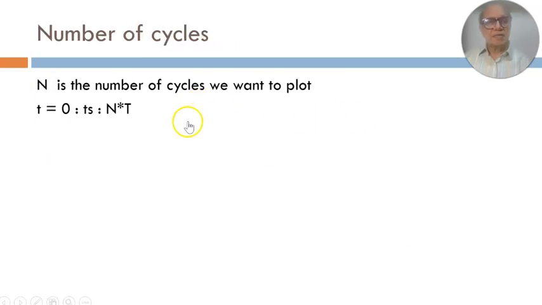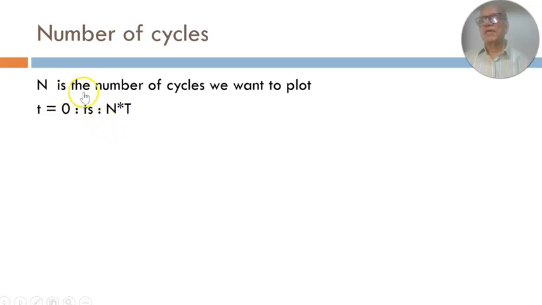Now another aspect before looking at the program is how many cycles we want to plot. So we may want to plot only, say, 1 cycle, 2 cycles, 3 cycles and so on. Of course, the space on your screen is limited. So if you draw a very large number of cycles, you may not be able to see the sine wave at all. It will look like a solid curve. So you decide how many cycles you want to plot.